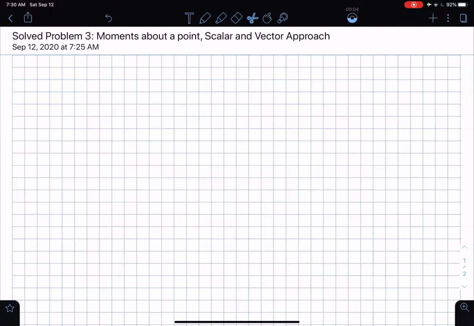I'm going to solve one more problem on moments. We're going to be solving lots of problems on moments. Okay. Now in this problem, what I'm going to do is solve this using both the scalar and the vector approach. Okay. So here is the problem. It's an interesting problem.